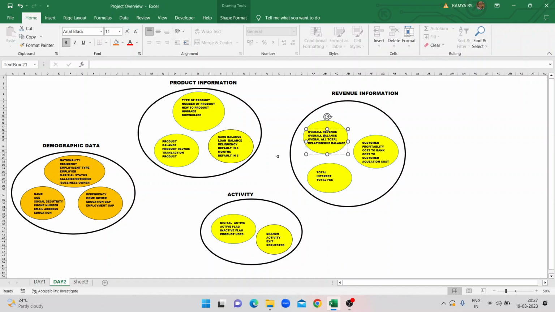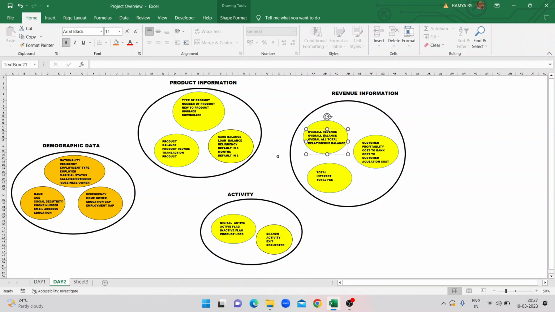Then activity, as I said, is it digital or branch level activity? Has the customer made any kind of request? In addition to this, we can add complaints data. So what are complaints? Simply, the customer opted for a service, and either didn't like the service or liked the service, and the customer has given some kind of feedback, right? So that all comes across in that.